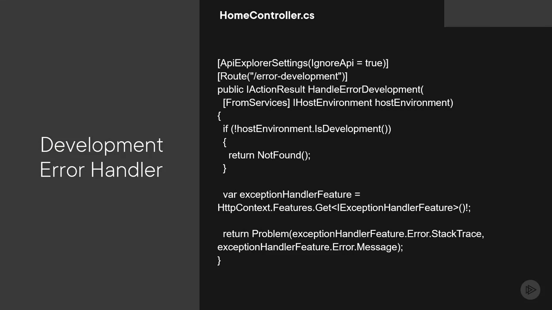In development environments, you'll probably want more details. You can use the same approach though, but with a different endpoint, like the one shown here. In this case, the code first verifies that it is in fact running in a development environment, returning not found otherwise. This prevents anyone from hitting this endpoint while you're in production. Then, the action method uses the built-in IExceptionHandler feature to get the exception stack trace and exception message, and this is returned as a problem object result.